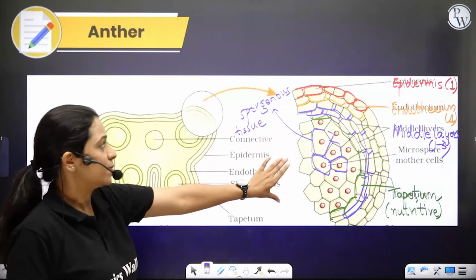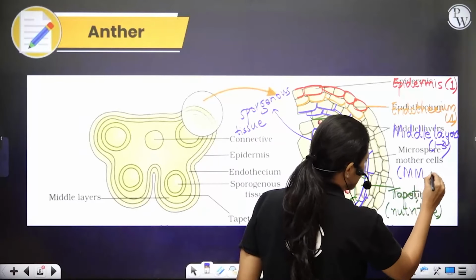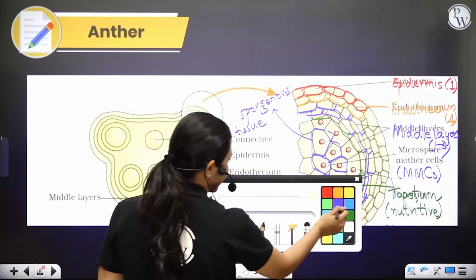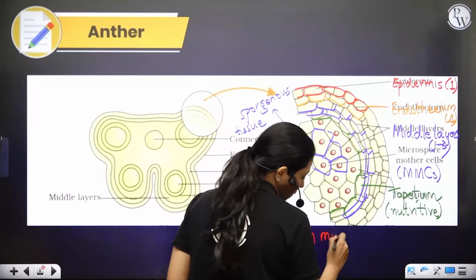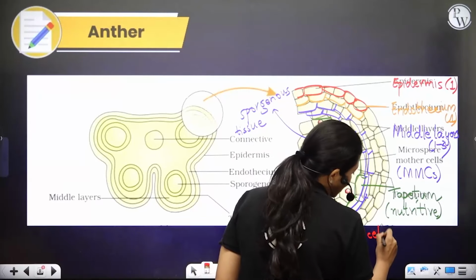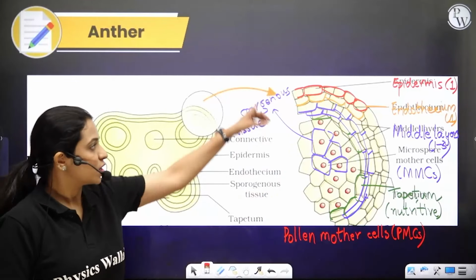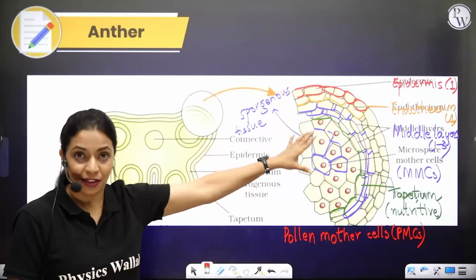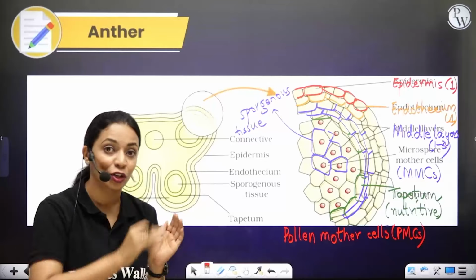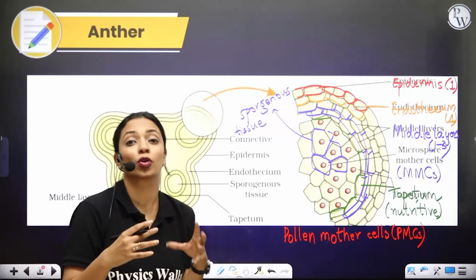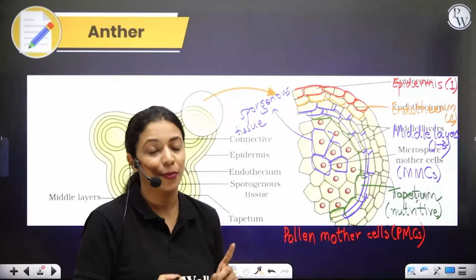Okay. Now, this sporogenous tissue has cells that are called microspore mother cells, or in short you can call them MMCs. So microspore mother cells have an alternate name. They are also referred to as pollen mother cells. Pollen mother cells are also called PMCs. Okay, so this is the structure of the anther. In the wall there are 4 layers: epidermis, endothecium, middle layer, tapetum. The wall encloses the sporogenous tissue which is present at the center within the pollen sac. The cells of this sporogenous tissue are called microspore mother cells or pollen mother cells.